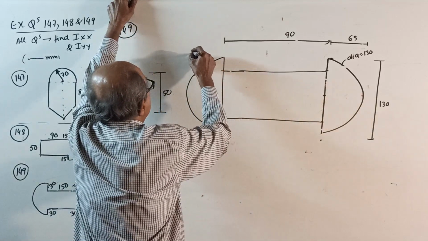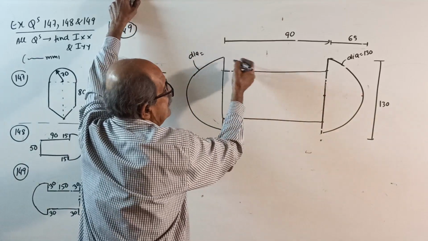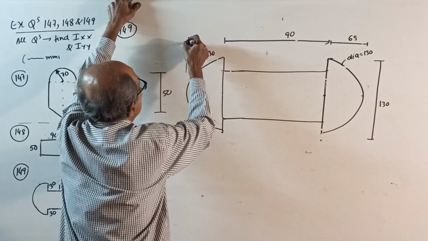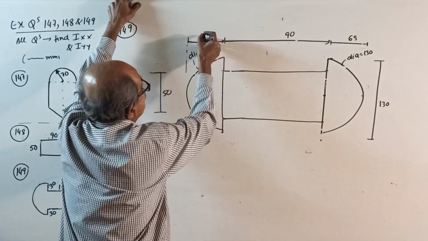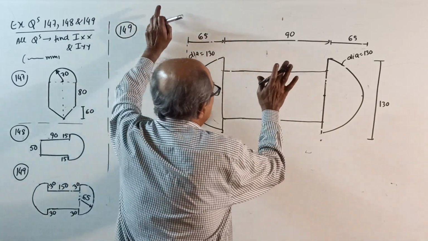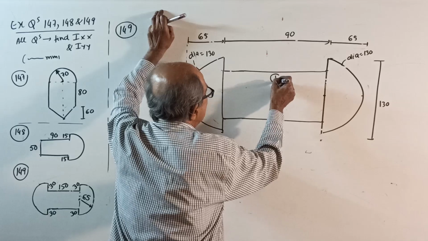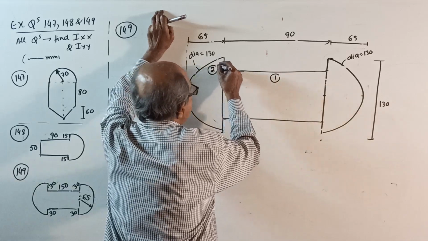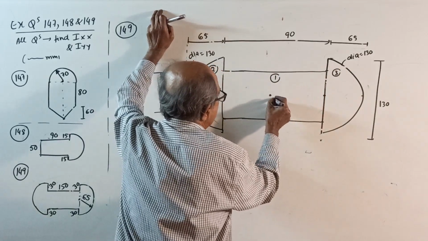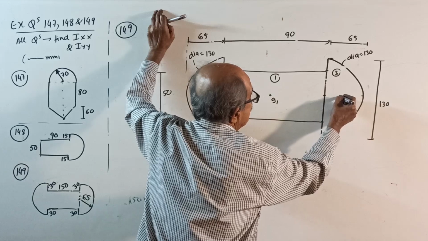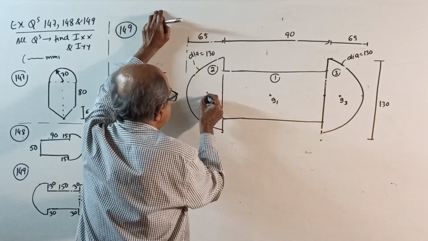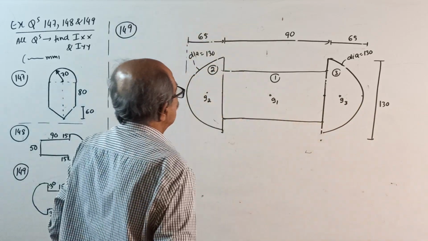This also, diameter equal to how much? Same, 130. And this offset also is equal to 65. Now correctly observe. I will take the rectangle as 1, this as 2, and this as 3. Label them G1, G3, G2.